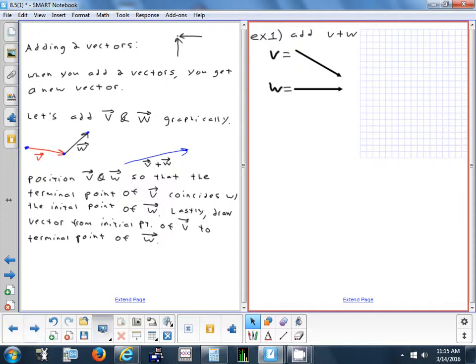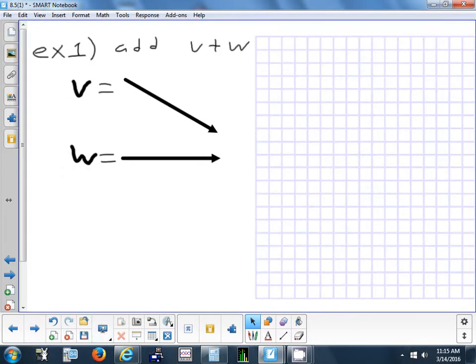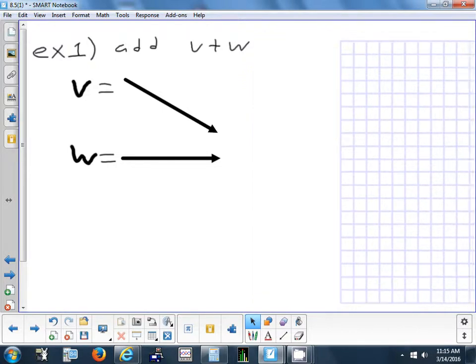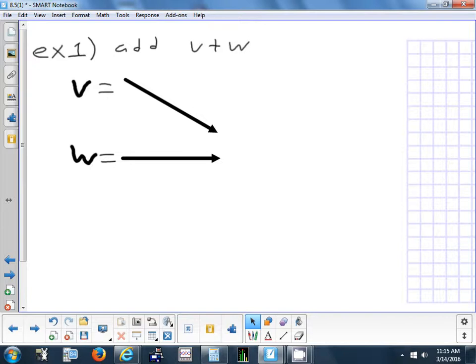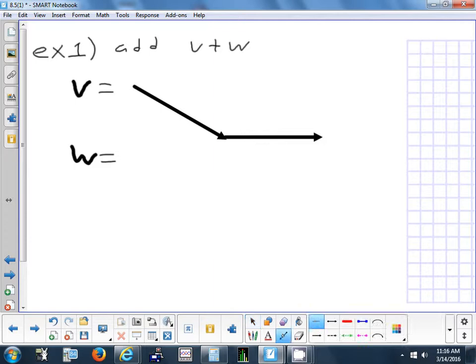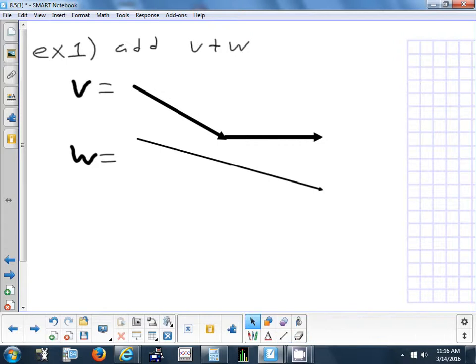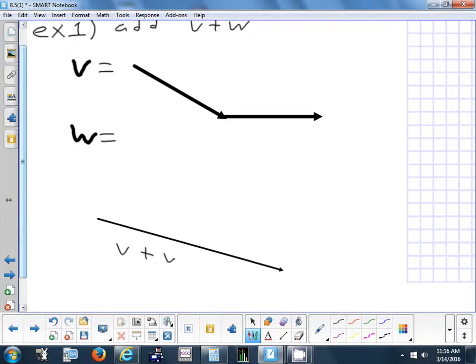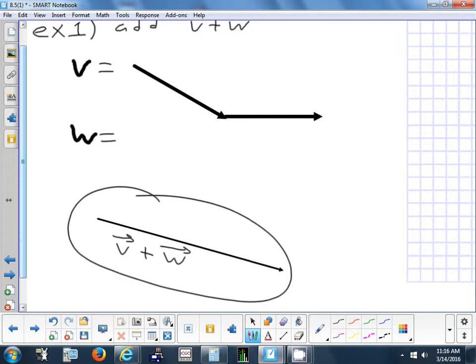All right, so let's add V plus W. Right. So if you don't have a grid, you don't even really need it. In fact, you can just do it right in your notes. I don't need the grid at all. So I'm going to take V, and I'm going to add W onto the end of it. That's the order they said to do it. V plus W. Okay, just finish up by drawing your answer. And what I just drew there is V plus W. And that's it. The answer is a picture.